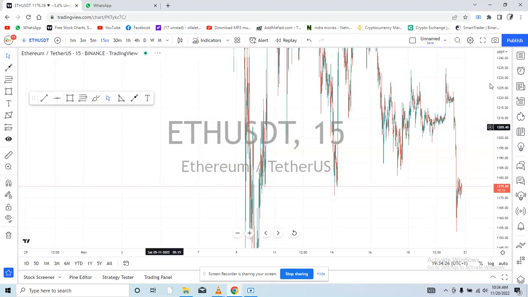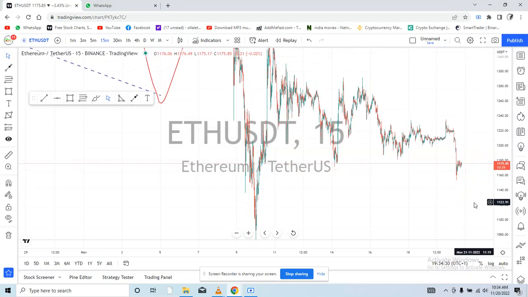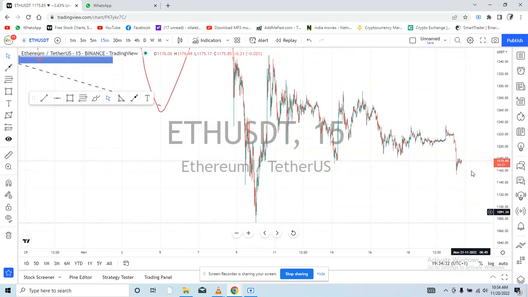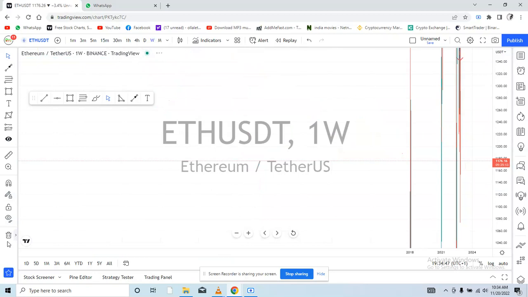This is Ethereum. I did one particular setup. There is one kind of information that is going to blow people's minds, in which I'm expecting Ethereum to fall as low as I can't even say, because most of you will ask how that is possible. But let's check this setup from the weekly time frame. What do we have on the weekly time frame?